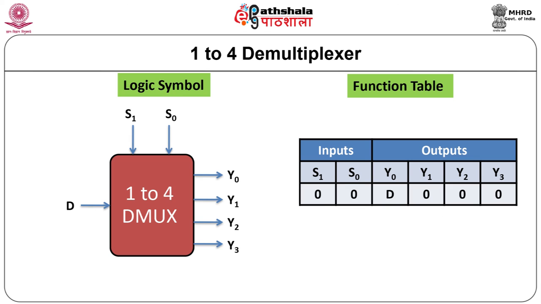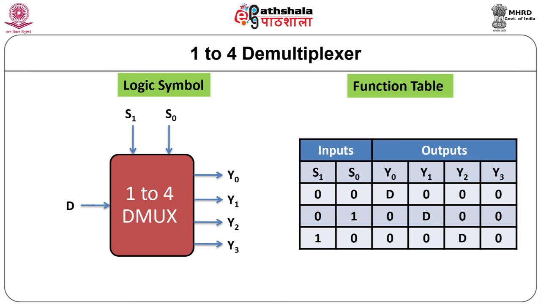So, for example, when S1 and S0 are both 0, 0, Y0 will receive the data input. When S1 and S0 is equal to 0, 1, Y1 will be activated and will receive the data D. In the third case, when the select inputs are 1, 0, Y2 will be selected and will receive the input data D. And in the last case, when both the inputs are 1, 1, the output Y3 is activated and receives the data D.